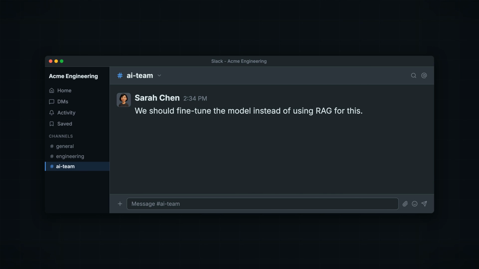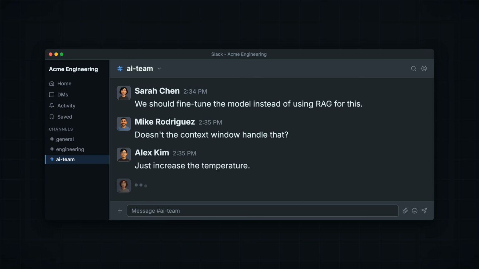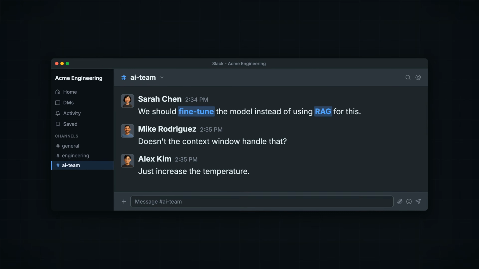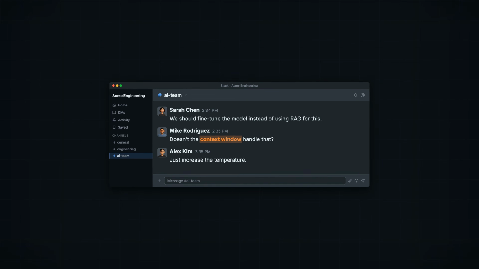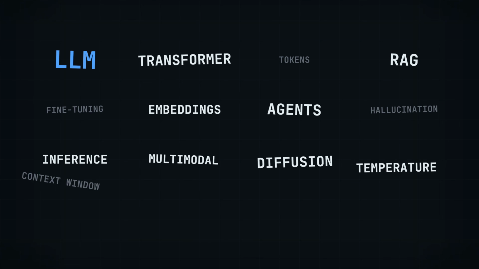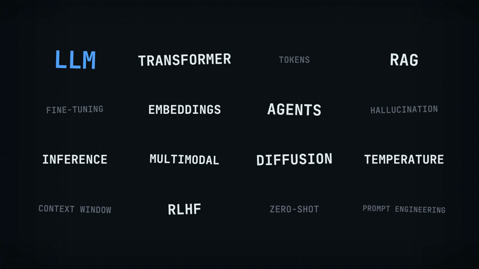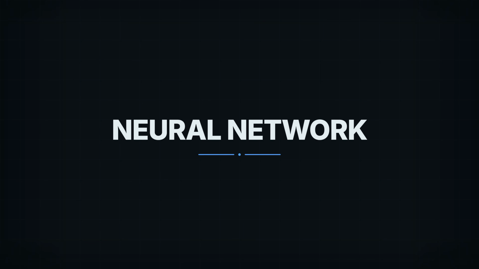If you've spent any time around AI conversations at work, you know this exact situation. These terms get thrown around confidently, interchangeably, and not always correctly. So let's break down every major AI term you keep running into as a developer. By the end, you'll know what went wrong in that Slack thread. Let's start where it all begins.